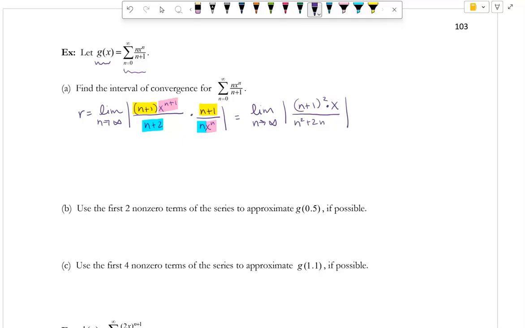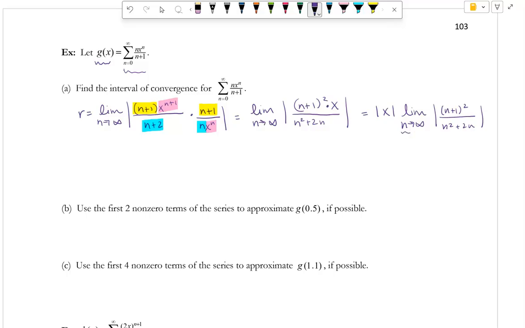All right, so again, because this limit is dealing with n, not x, that allows me to pull the absolute value of x out front. So again, I have the limit as n goes to infinity of n plus 1 squared over n squared plus 2n, and we're taking the absolute value of that. And the ratio test, again, will tell us that the series will converge whenever r is less than 1.